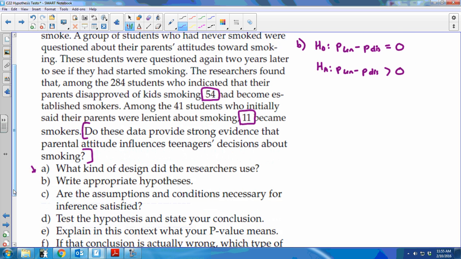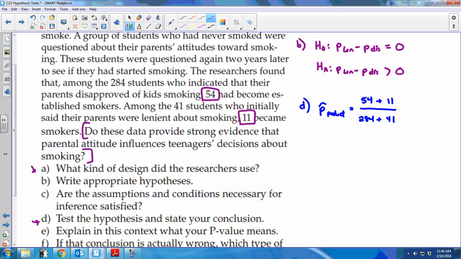All right. Part D says test the hypothesis and state your conclusion. So we're actually going to do the work and do the mechanics in Part D. First thing we need to do, before we try to find the standard error or anything, is we need to find out what p-hat pooled is. Because we need to pool our information, because again, we're assuming that there's no difference in the groups. So to find p-hat pooled, we have 54 plus 11 over 284 plus 41.